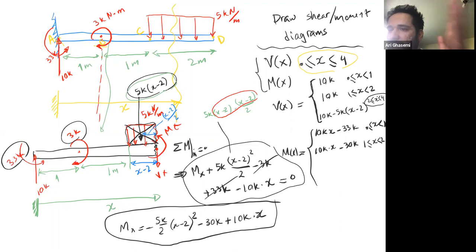So let's write it here, negative 5K over 2, X minus 2 square, and I can get the linear term first because it has higher order, plus 10K times X, then negative 30K. That is my moment equation for X between 2 and 4. Now I'm done. If you write these equations like that in the exam, I simply accept it.